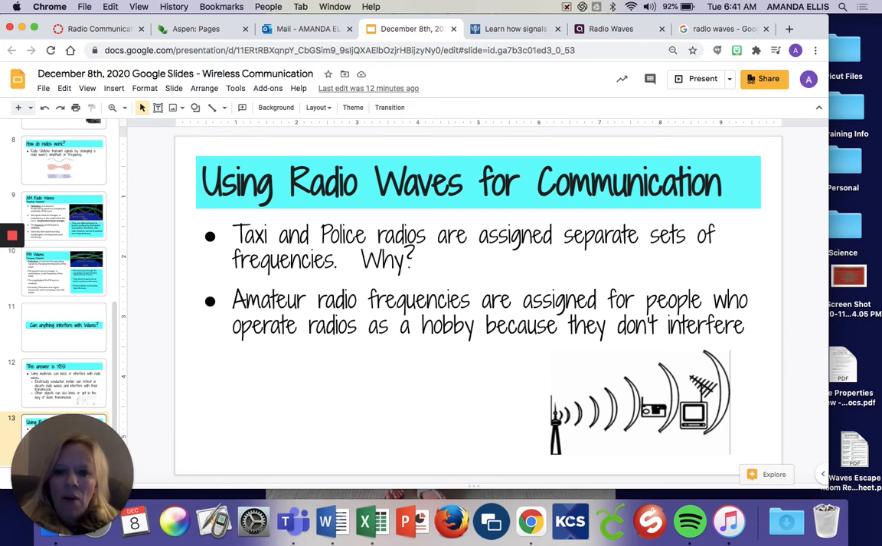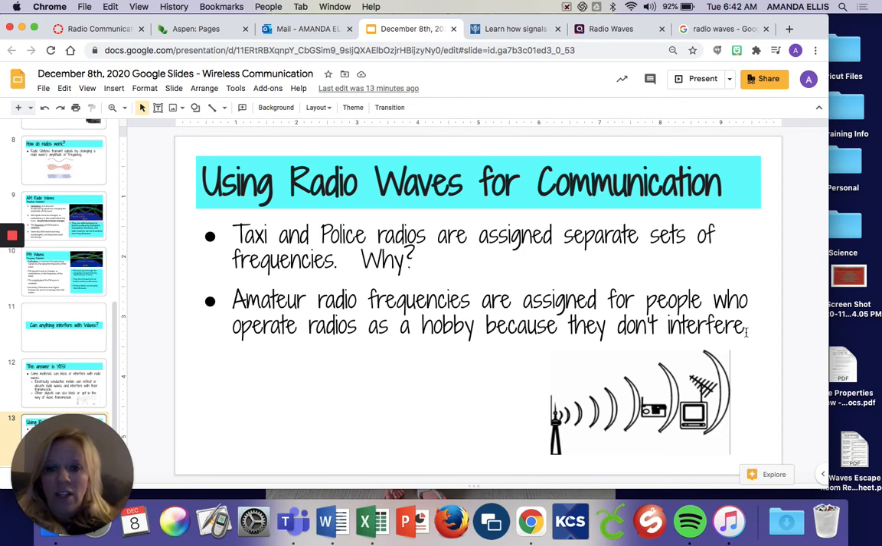And when we talk about radio waves, they are used for communication in lots of ways, not just for us to listen to the radio to get our news or music, those kinds of things. Taxi and police radios are assigned separate sets of frequencies. So why would they be assigned separate frequencies if they're using radio waves? Well, the answer is because you wouldn't want those stations to interfere with one another.